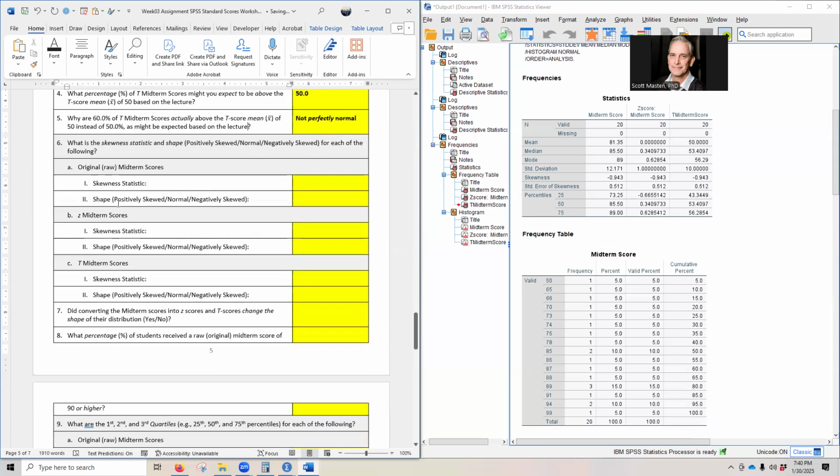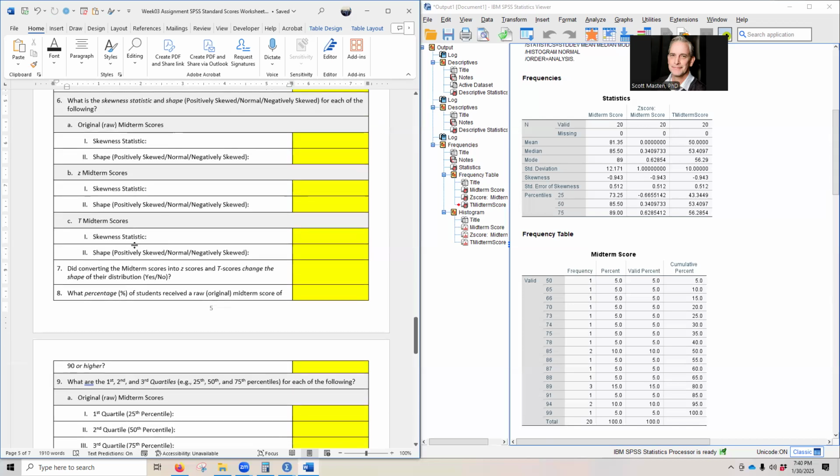So what is the skewness statistic and shape for each of the following? The original raw midterm scores. All right, let's make this quick. Each one of these, just looking across, is the same exact number, negative 0.943. That is your skewness coefficient. And what shape is it? Well, the rule is if the absolute value of this isn't 2 or bigger, we would say it's basically normal. So the answer for each one of these is negative 0.94 and normal enough.